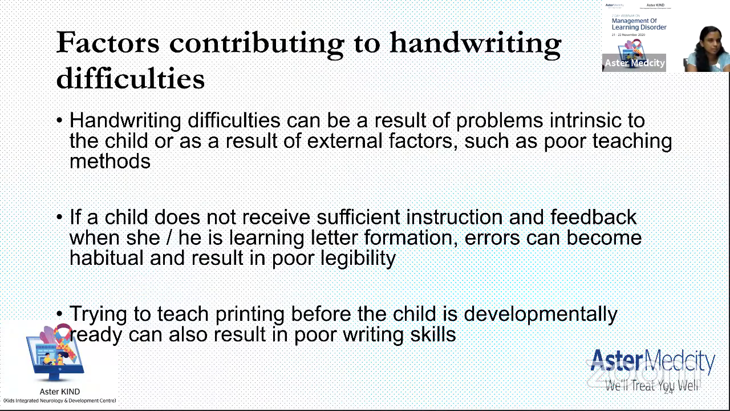Now let's see the factors that contribute to writing difficulties. There are intrinsic factors as well as external factors. First let's discuss the external factors. The main thing is poor teaching method. That is the main reason for illegible handwriting. It can happen if the child does not receive sufficient instruction and feedback when they start learning letter formation. So the errors can become habitual and result in poor legibility. And the important thing is that if we try to teach writing before the child is developmentally ready, that can also result in poor writing skills. If the child is not mature enough, or has not met the prerequisite skills of handwriting, and we try to teach them writing, then obviously it will result in poor handwriting skills.